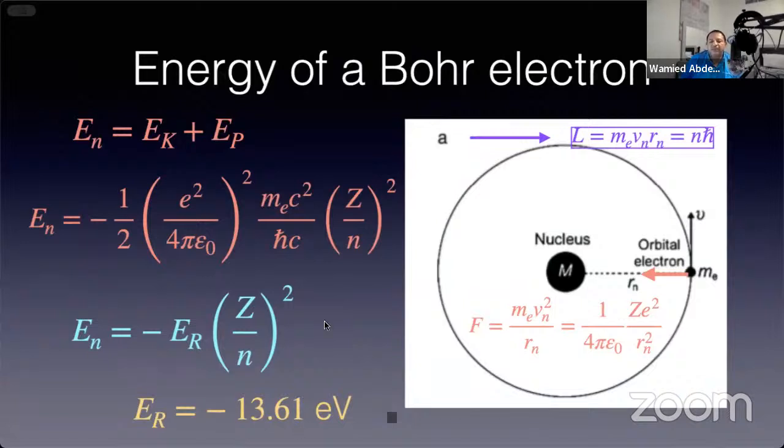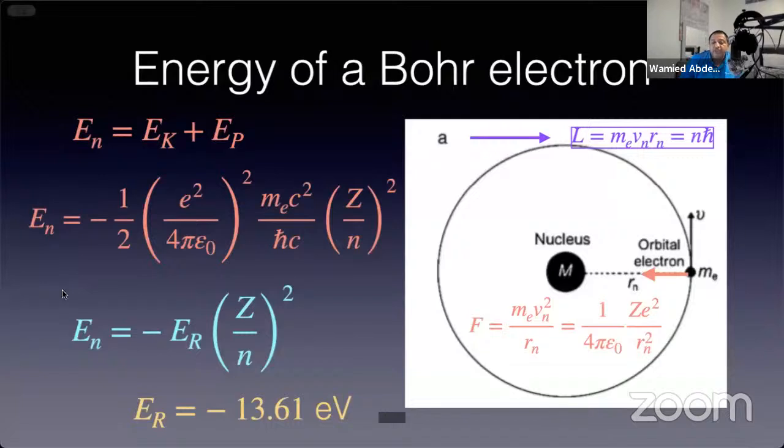So basically, when the electron is at the ground level, n equals 1, its energy is minus 13.61 electron volts. If we want to ionize hydrogen, we need to give that energy of 13.61 electron volts to the electron in order to eject it outside of the atom. The energy level is given by this formula.